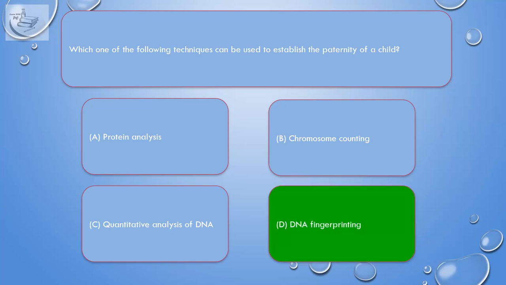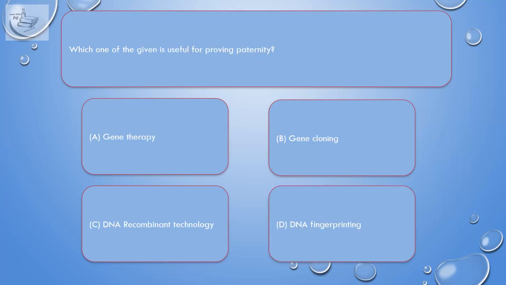Correct answer is D. DNA fingerprinting. Question: Which one of the given is useful for proving paternity? A. Gene therapy. B. Gene cloning. C. DNA recombinant technology. D. DNA fingerprinting.